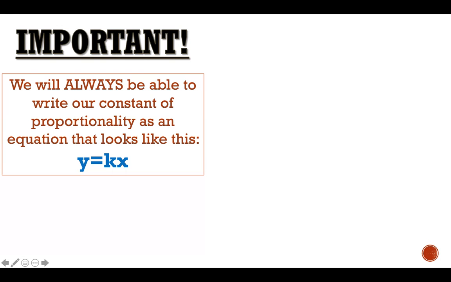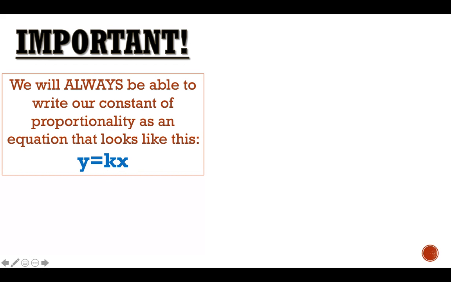So we're always able to write out our constant of proportionality as an equation that looks like this. Think of x and y as your points, okay, or your parts of your coordinate. When I have a coordinate, it's literally parentheses x comma y, close parentheses. So there's a relationship between x and y when we're talking about proportional relationships. It's telling me that in order to get y, you need to multiply x by something, okay?